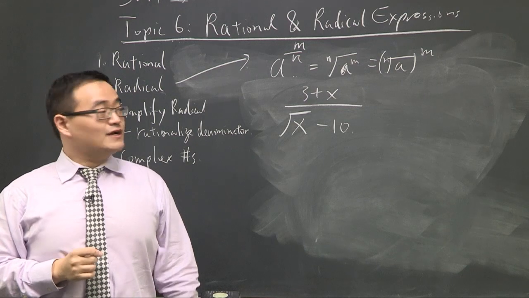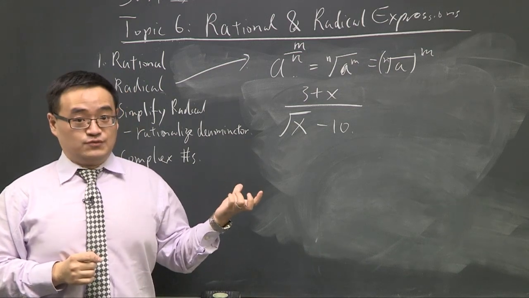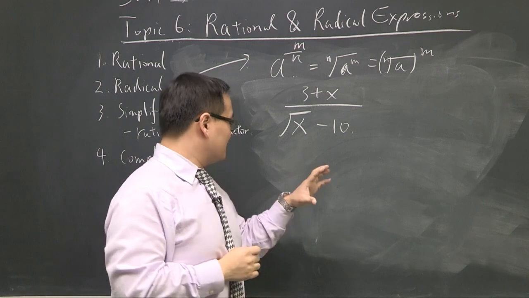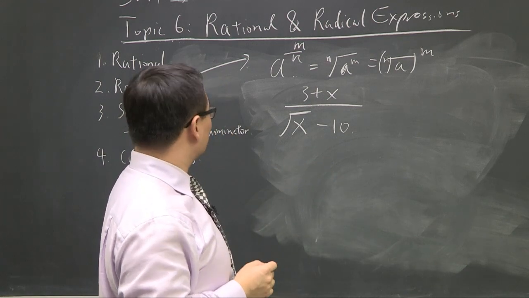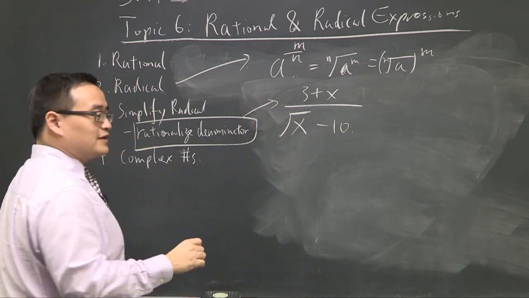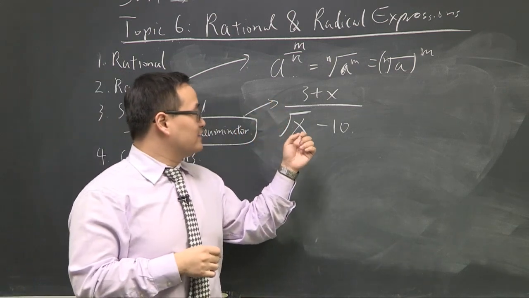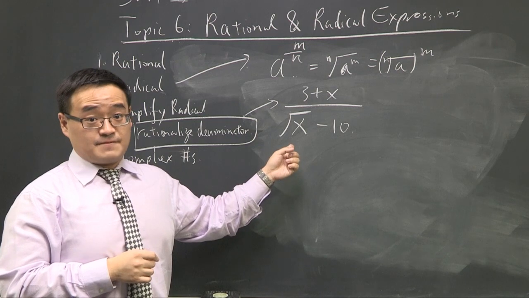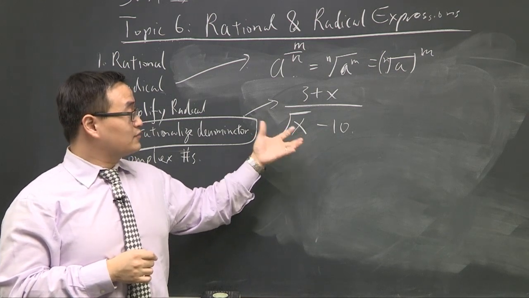Right? What if this guy's your denominator? What could you do? In this case, you say, well, here we go. I need to rationalize the denominator, because mathematicians don't like to have radicals in a denominator. Okay? They don't like to have radicals in the denominator.